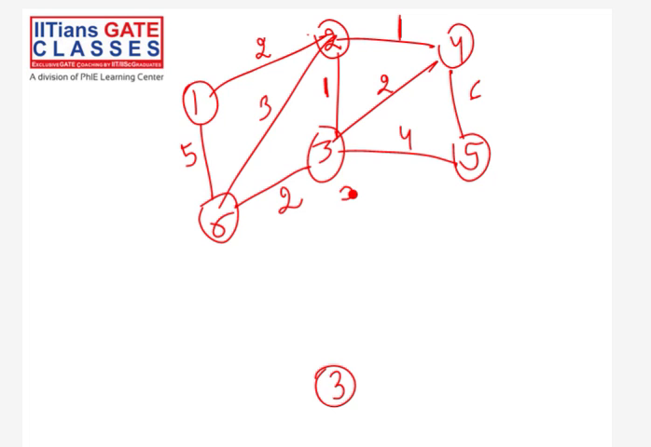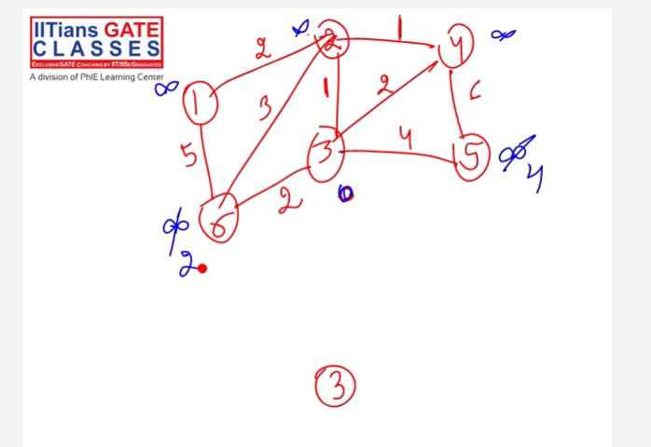Let me just take the values now in blue. This is 0, infinity, infinity, infinity, infinity, and infinity. This is the initialization that we will do. After that, between 3 and 5 there is an edge with weight 4, so this becomes 4. Between 3 and 6, there is an edge 2, so this becomes 2.